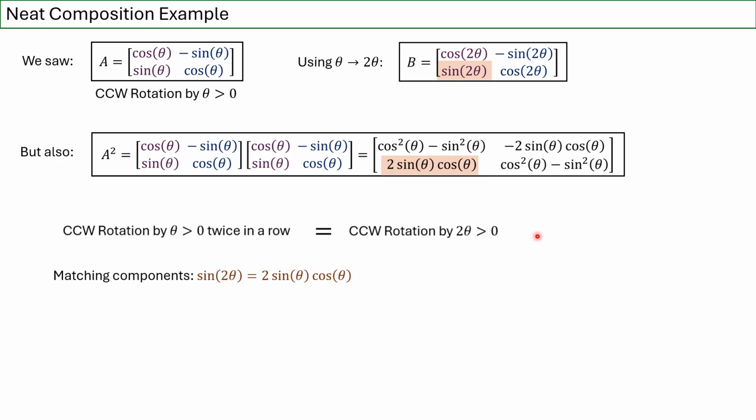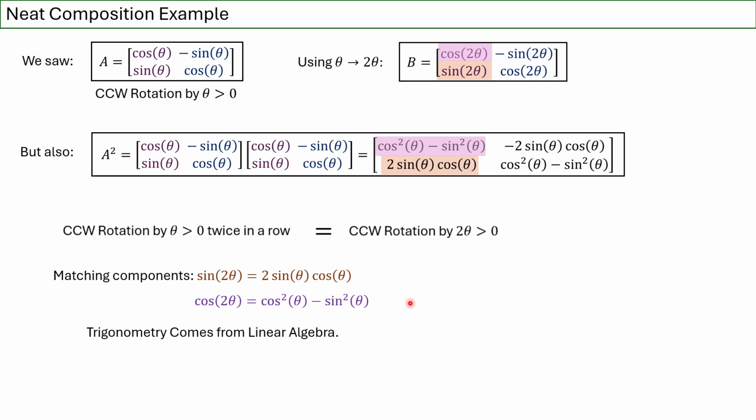Okay? Now, we can just equate the corresponding entries. If we look at the bottom left terms, we find out sine of 2 theta must equal 2 sine cosine. That's exactly one of our special identities, right? If we look at the cosine terms in the top left, we get cosine of 2 theta equals cosine squared minus sine squared. Guess who? Exactly what we talked about before. This is a wonderful realization.